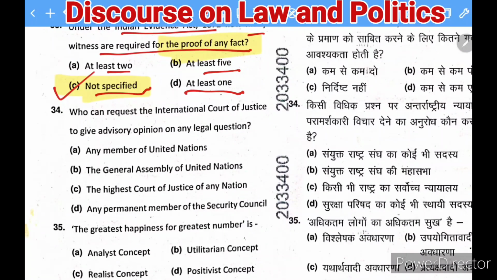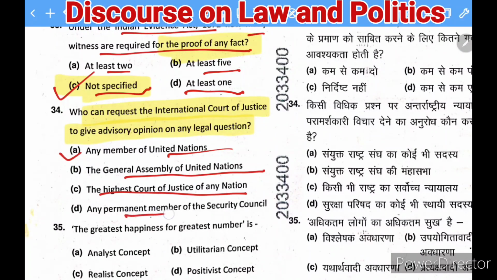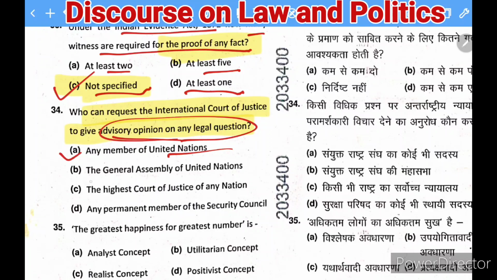Now the next question is here. Who can request the International Court of Justice to give an advisory opinion on legal questions? The options given here are: any member of the United Nations, the General Assembly of the United Nations, the highest court of justice of any nation, any permanent member of the Security Council. So who can seek the advisory opinion on any legal question from the International Court of Justice? The answer of this question is here, that is B. This question was already asked in the previous year, so it is a repeated question. The General Assembly of the United Nations.